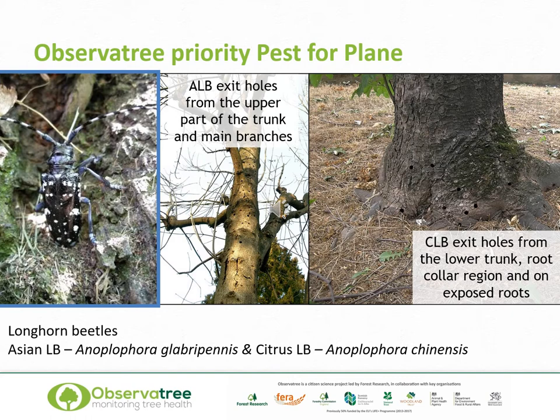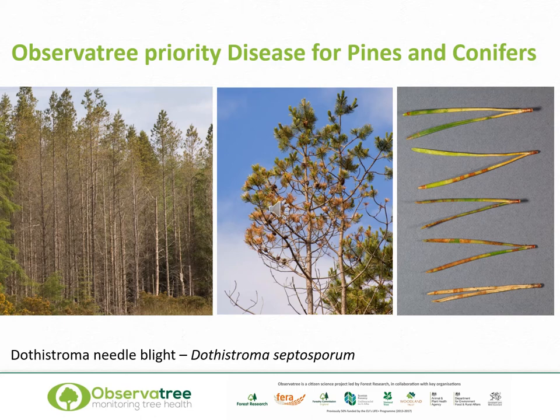Dothistroma needle blight, also previously known as red band needle blight, is caused by the fungus Dothistroma septosporum. Dothistroma needle blight has been found on a range of conifer species, but pines are the most common hosts, with Corsican pine, lodgepole pine, and Scots pine all infected. Trees of all ages can become infected.